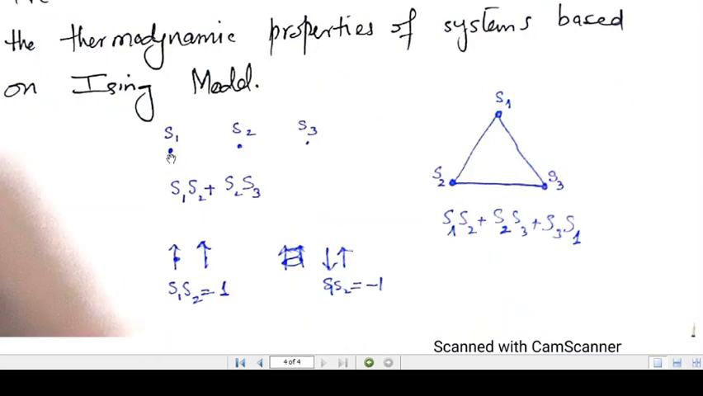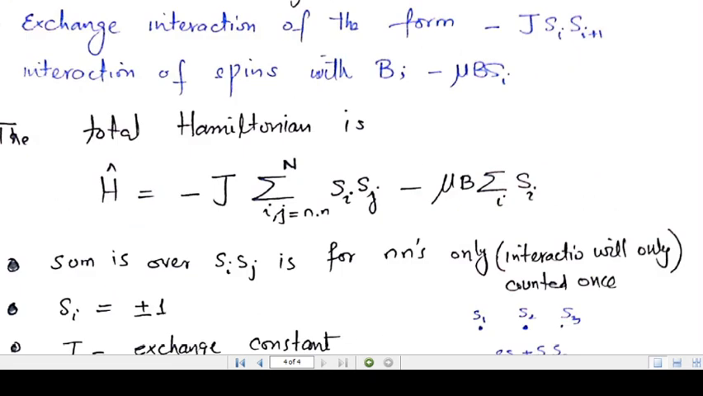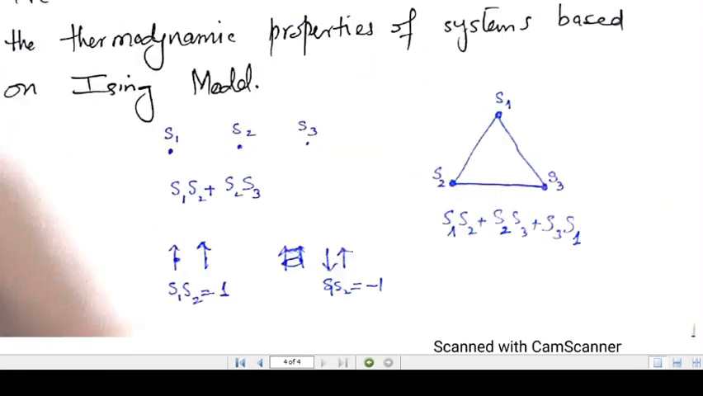So let's consider that there are three spins, S1, S2, and S3. Since we are only going to consider the interaction of nearest neighbors, we will consider the interaction of S1 with S2 and S2 with S3. So this first term, this summation, when n is equal to 3, will be written as S1 S2 plus S2 S3, whereas S1 S2 and S2 S3 will have a value which will depend on the manner of occupation of these spins, that is, how these spins are arranged on the lattice.